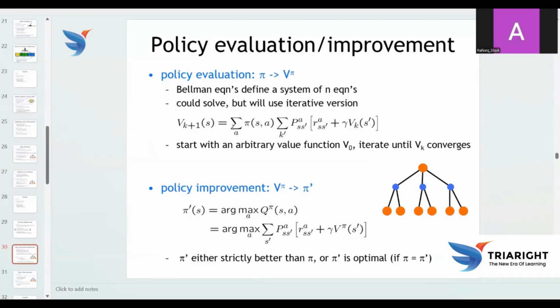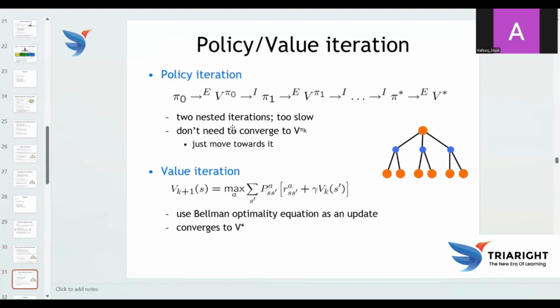In both, we use the Bellman equation to define the system of equations to solve, but we use the iterative version, right? Start with an arbitrary value function V0 and iterate until it converges. I use this to check the mathematical calculations, to understand what is running behind the scenes. So we see policy iteration and value iteration here also. The two nested iterations are too slow, so we do not need to converge to v pi exactly, just move towards it, okay?